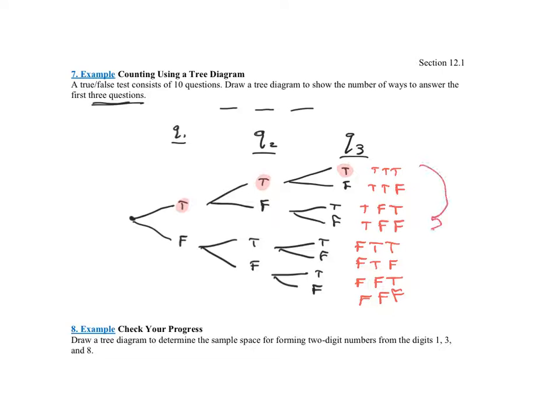If we count the total, there should be 8 total possible. So, what does a tree do? A tree really helps us organize our answers to see what possible ones there are. There is the 8 distinct ways of answering just the first 3 questions. Imagine if we had to draw the tree diagram for all 10 questions. This would be an extremely huge tree.